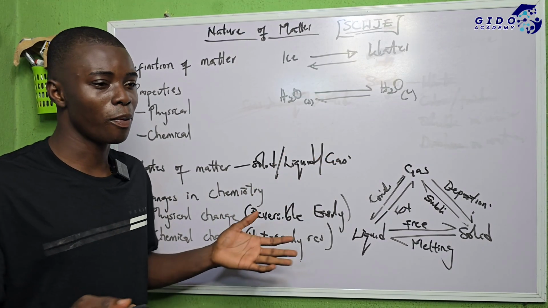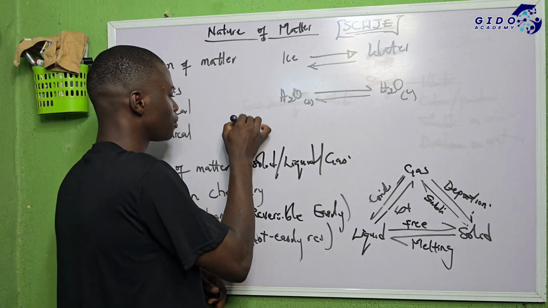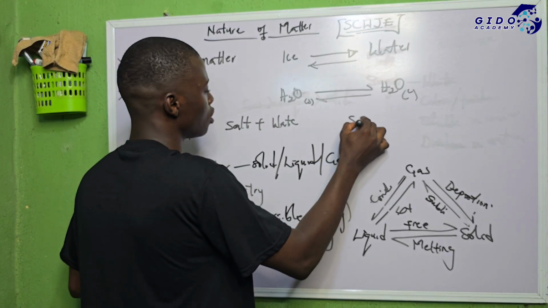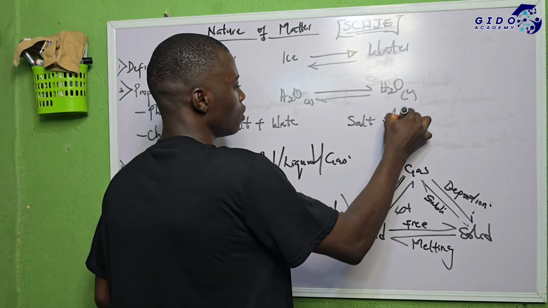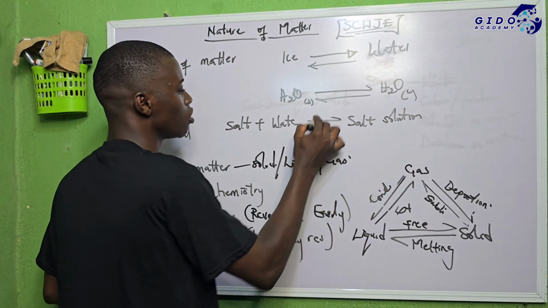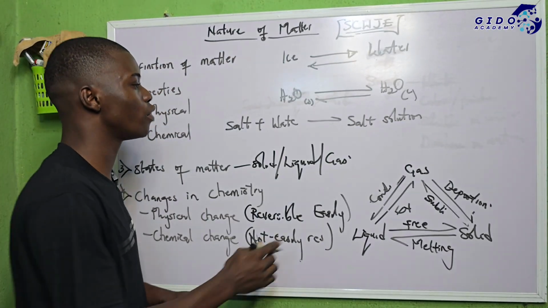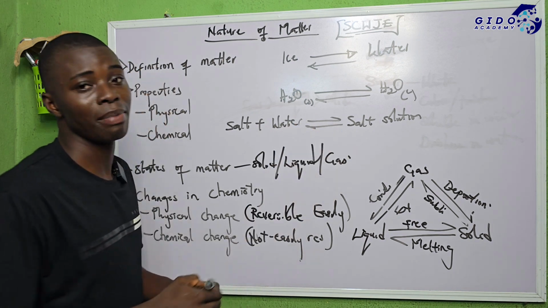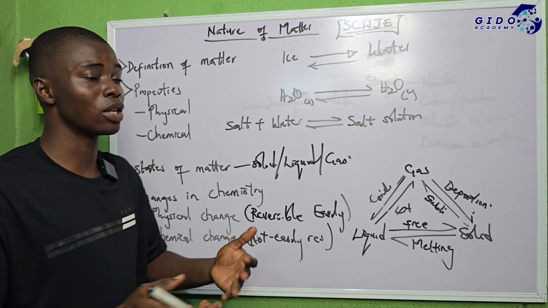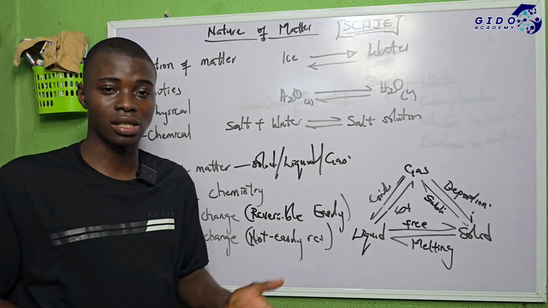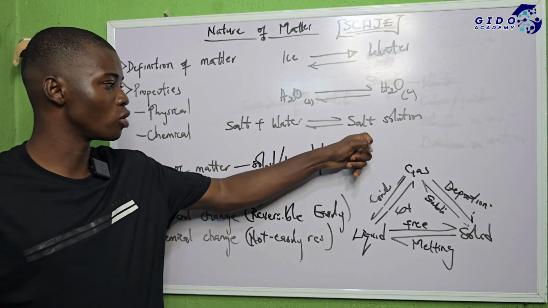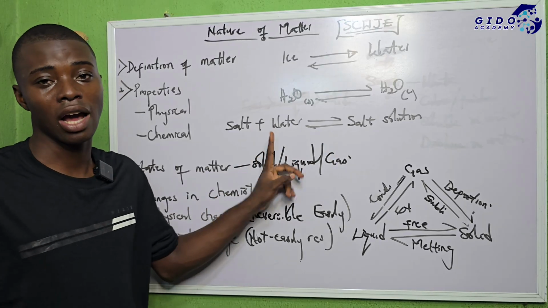Now, another popular example is salt. If you mix salt and water together, it's going to give us salt solution. Now, is it possible for this salt solution to come back to salt and water? Yes, by evaporation. If you heat it, if you use evaporation to separate this, you are going to get your salt and you're going to get your water back.